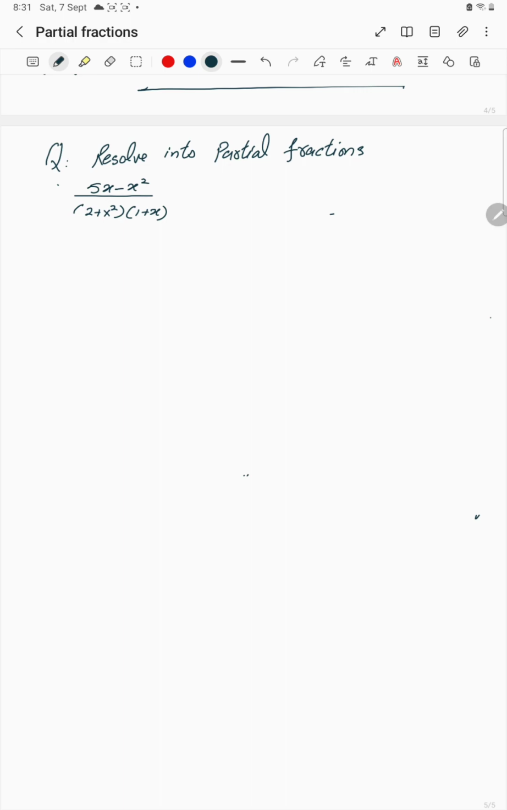Okay, take another example to resolve into partial fractions. The given question is (5x minus x squared) all divided by (2 plus x squared) times (1 plus x). Here you can see, guys, we have one linear term and one non-linear term which is unfactorizable. You can't factorize this one into linear factors. So in such cases, case number 4, you need to resolve it like this. It will be resolved for the unfactorizable term.